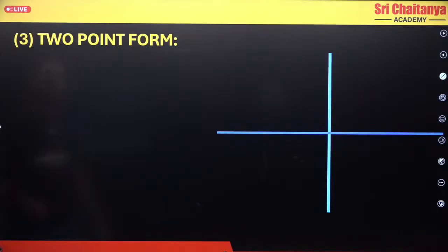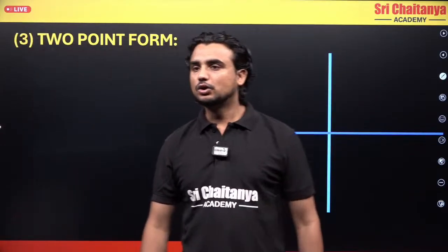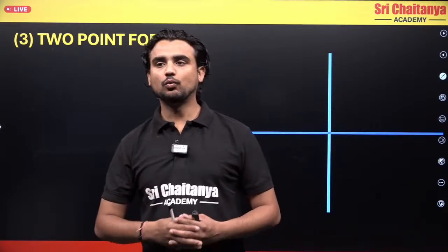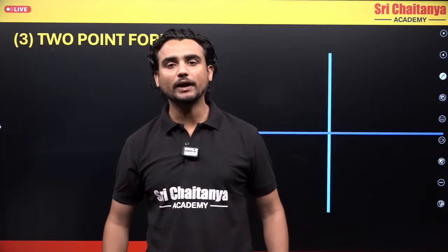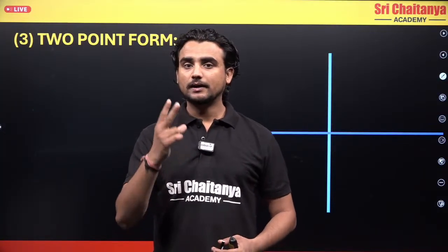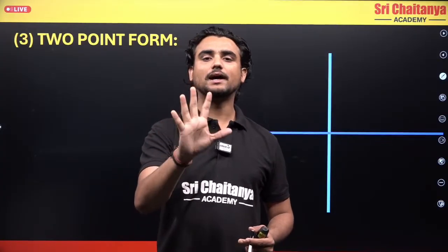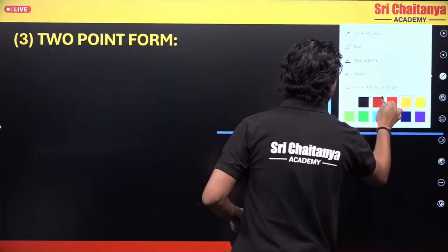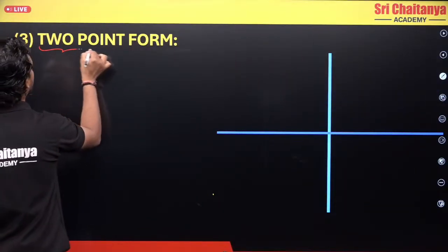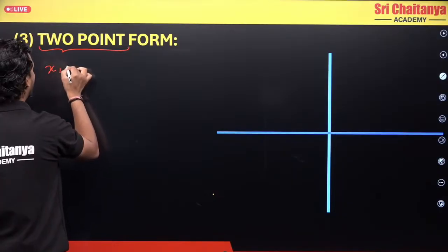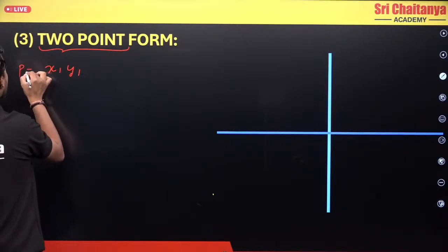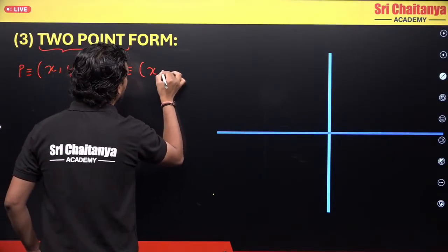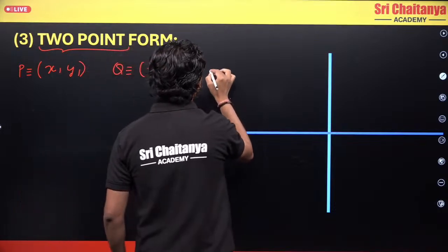Now today we will move on to the next part. That is the 2-point form. As the name suggests, two points will be given, and those two points lie on the straight line. So let's talk about the two points. Let's say some point P is (x1, y1), and some point Q is (x2, y2), and they lie on the straight line.